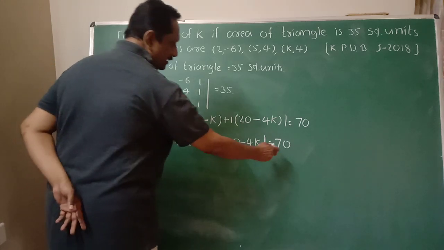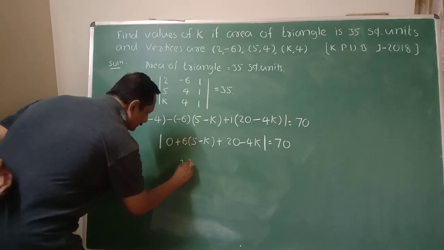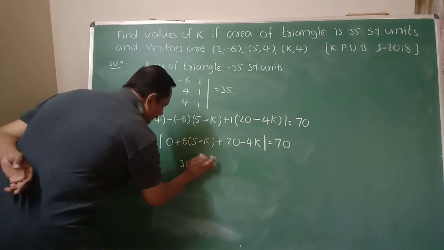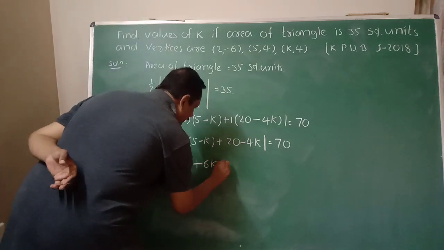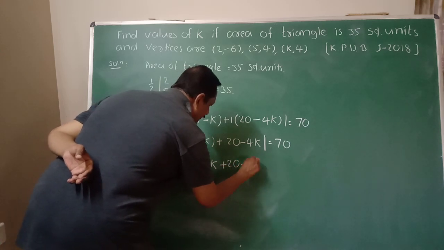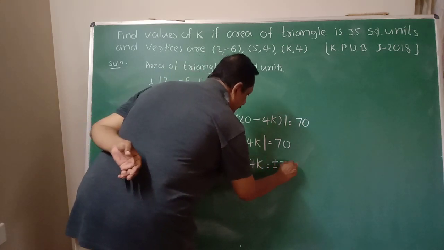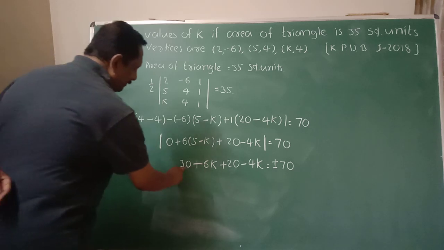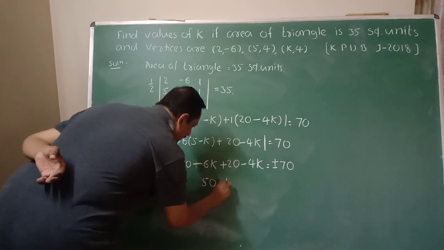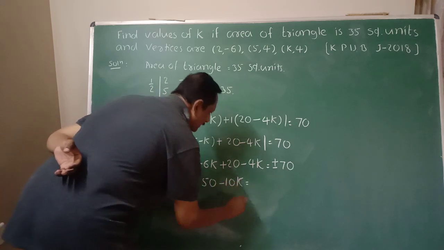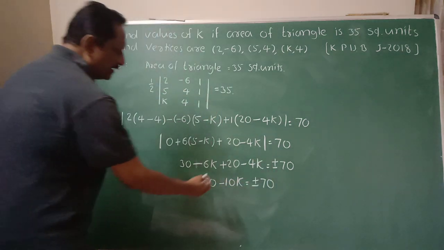If you remove the modulus sign, then this becomes plus or minus here. So here 6 5s are 30. So write here 30. 6 into minus k is a minus of 6k here. Minus 6k. Then a plus 20 here. Minus 4k is equal to plus or minus of 70 here. Okay. 30 plus 20 becomes 50 here. Minus 6k minus 4k minus of 10k, that is equal to plus or minus 70 here. Take first time plus sign here.